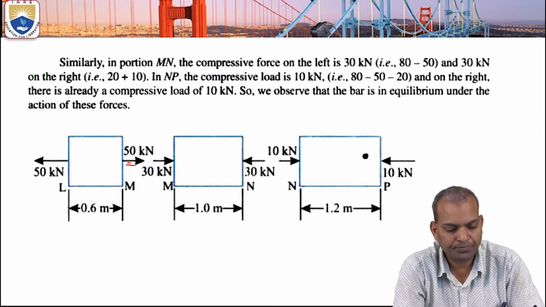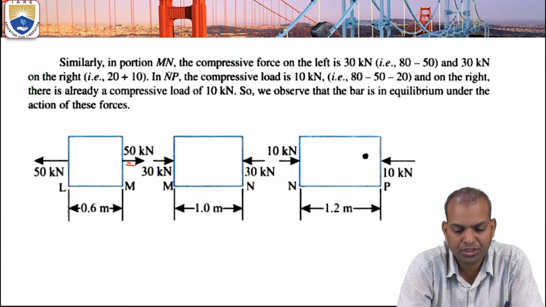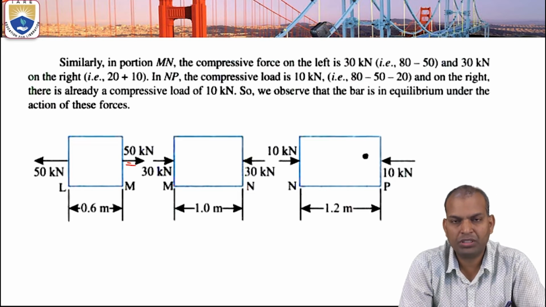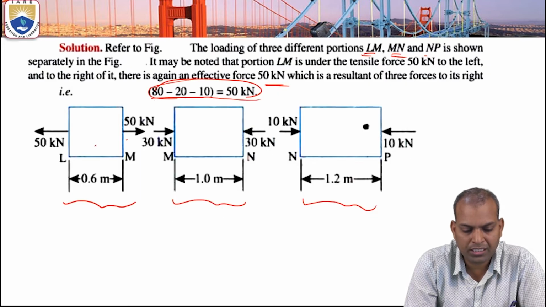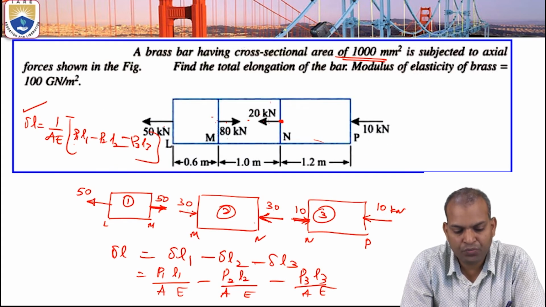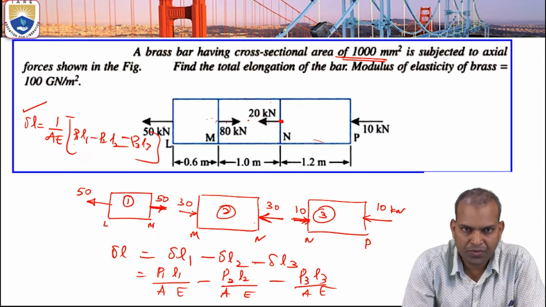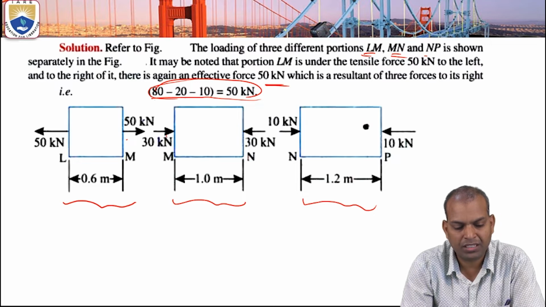Next, coming to the Mn portion. In the Mn portion, the compressive force on the left is how much? The compressive force on the left is 30 kilonewtons. How did we get it? We already know 50 here, 50 tensile, 80 compressive. 80 minus 50, that is 30 kilonewtons compressive.